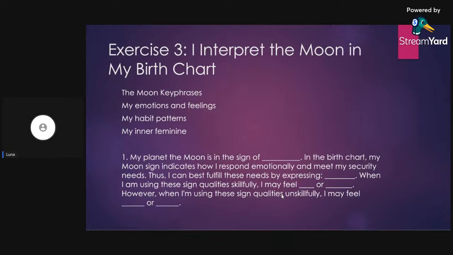When I am using these sign qualities skillfully, I may feel sensitive, intuitive, and nurturing. However, when I'm using these sign qualities unskillfully, I may feel over-emotional and insecure.